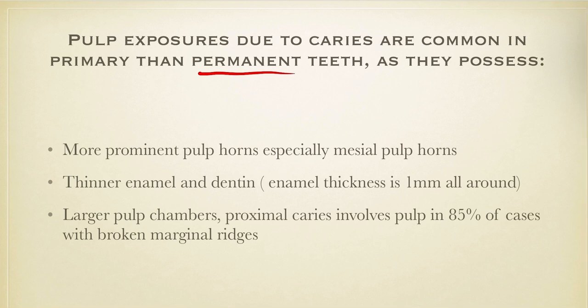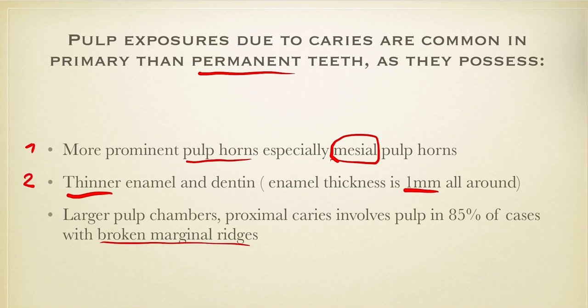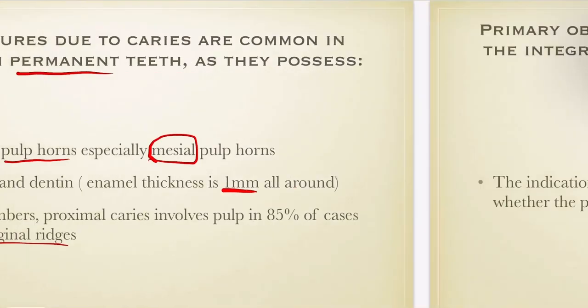They have more prominent pulp horns, especially the mesial pulp horns. They have thinner enamel and dentine. The enamel thickness is 1 millimeter all around. They also have larger pulp chambers, and proximal caries involves the pulp in 85% of cases with broken marginal ridges. So these are the three reasons: more prominent pulp horns, thinner enamel and dentine, and larger pulp chambers.